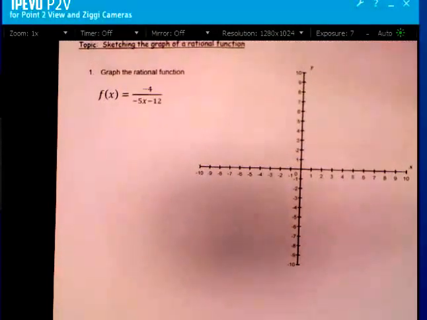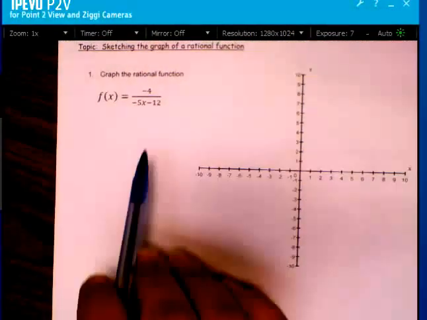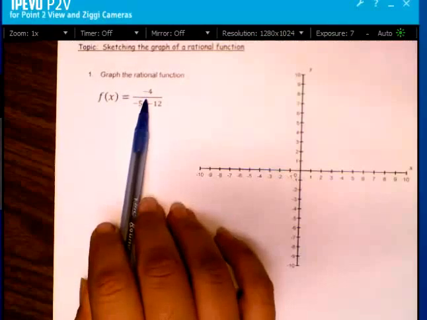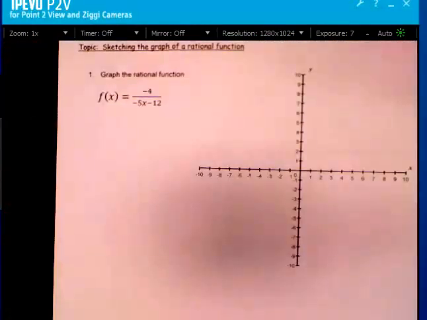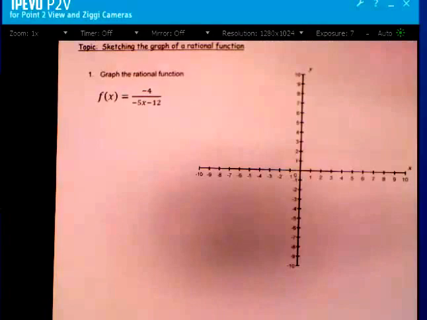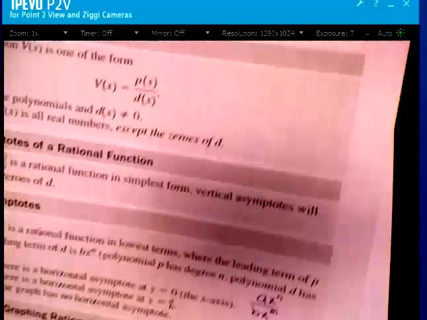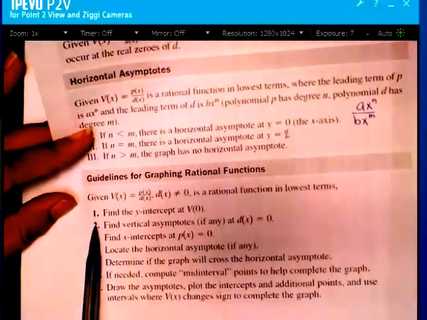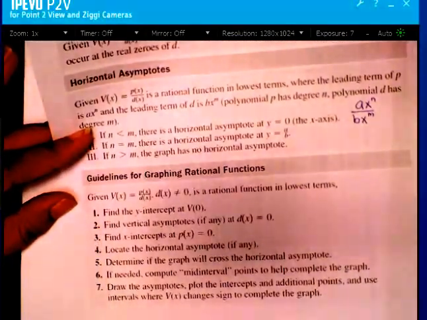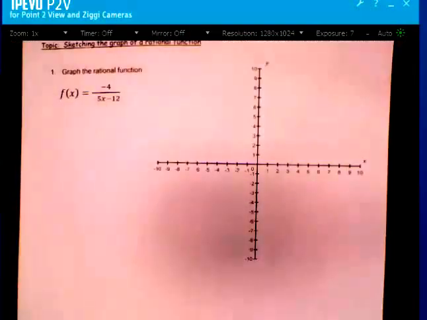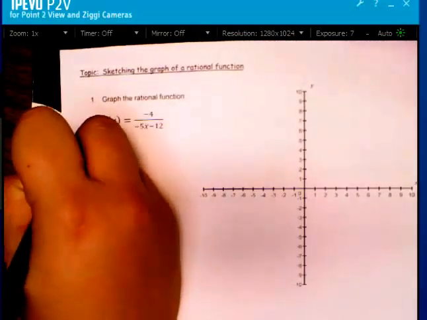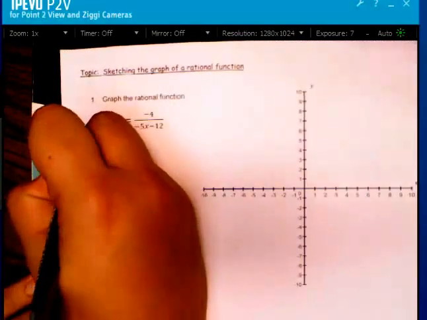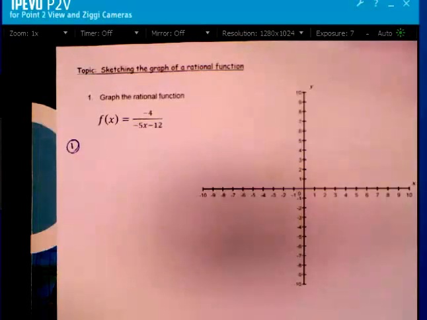Okay, so here we have our function. We're going to graph -4 all over -5x minus 12. As we graph this rational function, I'm going to follow these guidelines right here. And I'm going to go ahead and number them just like they have on here. Our first step is to find the y-intercept. So I'm going to label this 1 since it's our first step. And truly, the order of these steps doesn't matter. I'm just going to follow the guidelines that they gave.